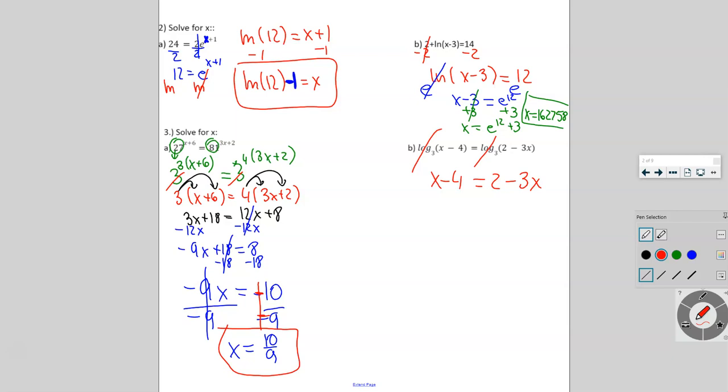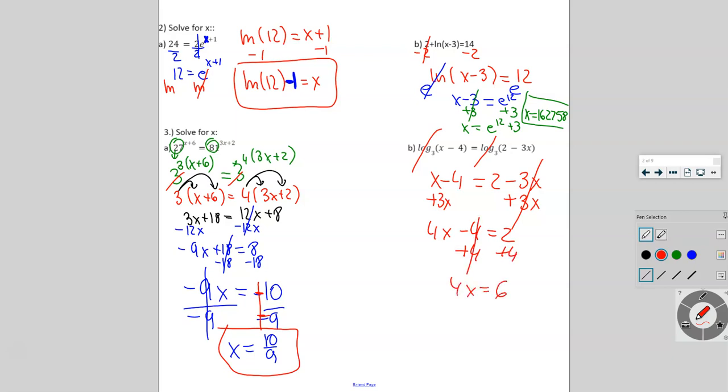And again, the same thing. I'm going to move my x's with x's and constants with constants. So I'm going to add 3x to the right side, add 3x to the left. The x's will cancel out. I get 4x on the left minus 4 equals 2. Now add 4 from the left to the right.